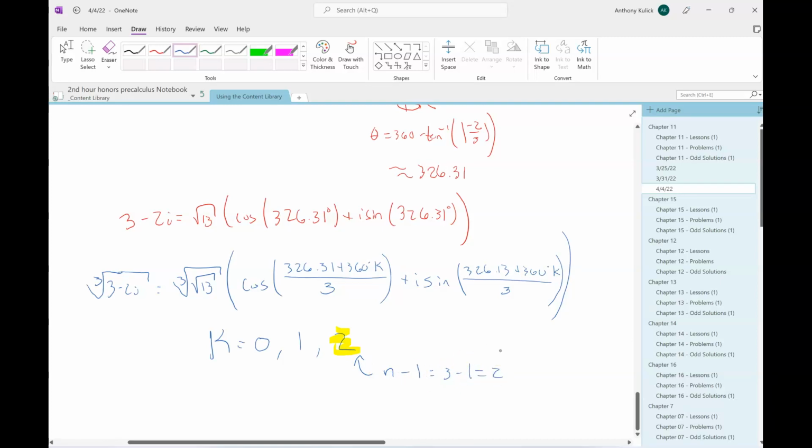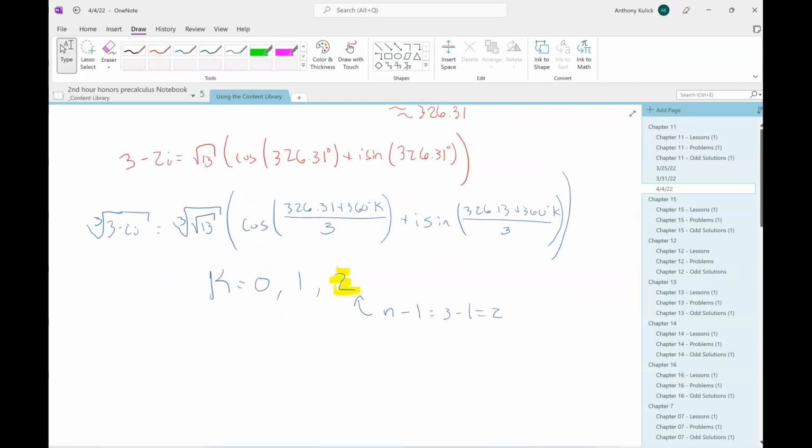Very good. The n is the root. Okay, so if I sum this up then, what do we got? We got the 6th root of 13. Whoa, Mr. Kulik. Hold on, where's the 6th root coming from? Square root is exponent 1/2. Cube root is exponent 1/3. Exponent of an exponent multiply. 1/3 times 1/2 is 1/6. Back to root 6. Right? See it now? Okay.